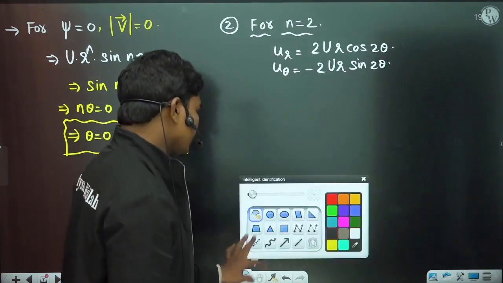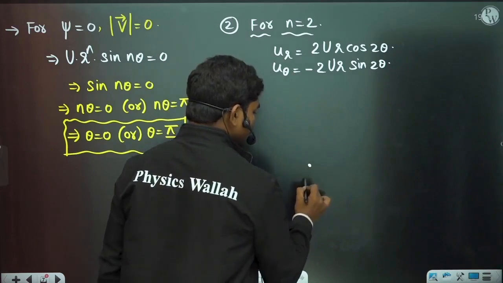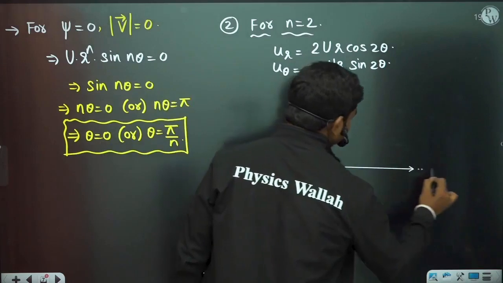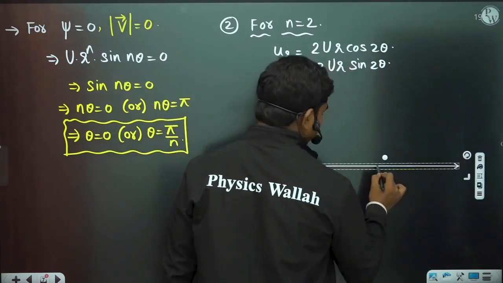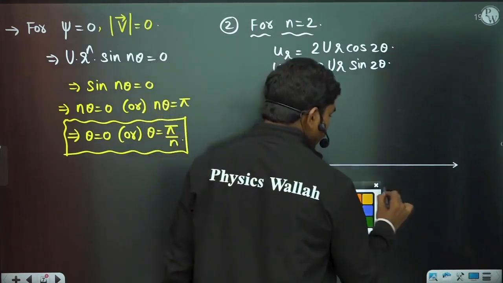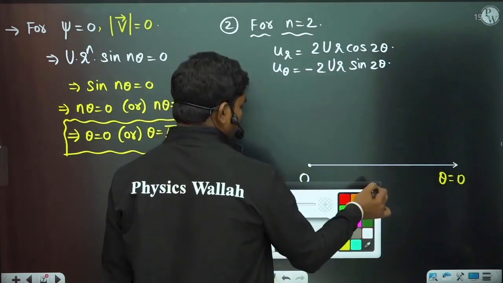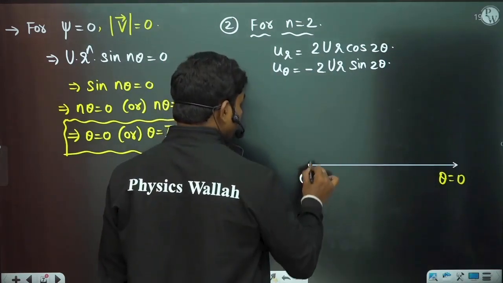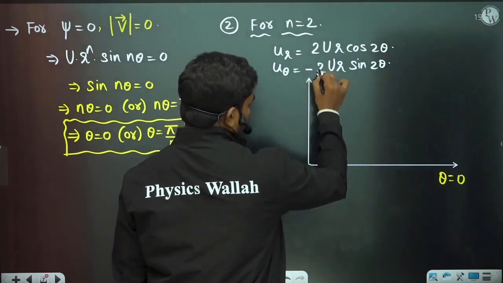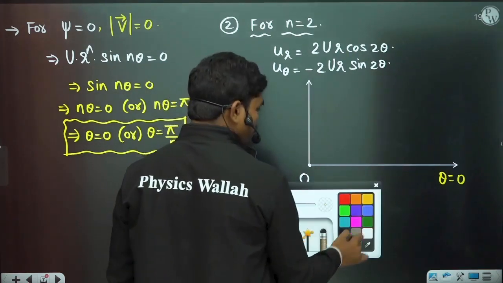Now if you try to plot, let us suppose this is the origin. If you plot theta equal to 0, the curve comes like this, correct? So this is how theta equal to 0 looks. Similarly, if you take theta equal to pi by 2, the curve appears like this. So this is theta equal to pi by 2 here.